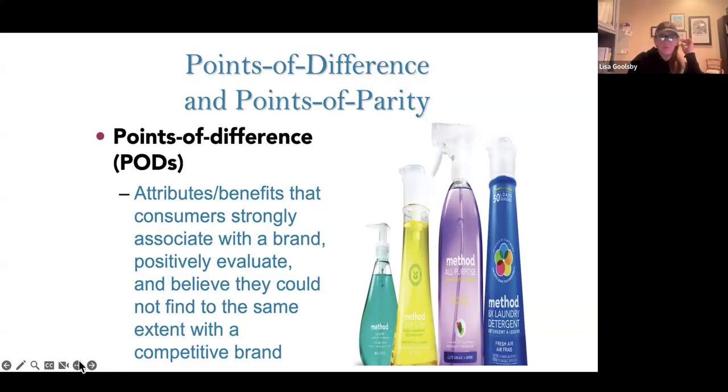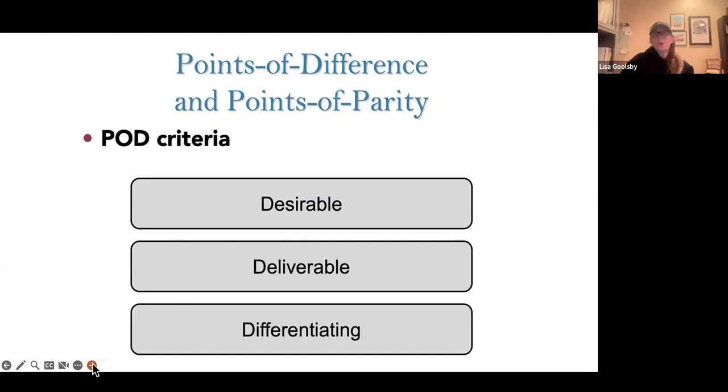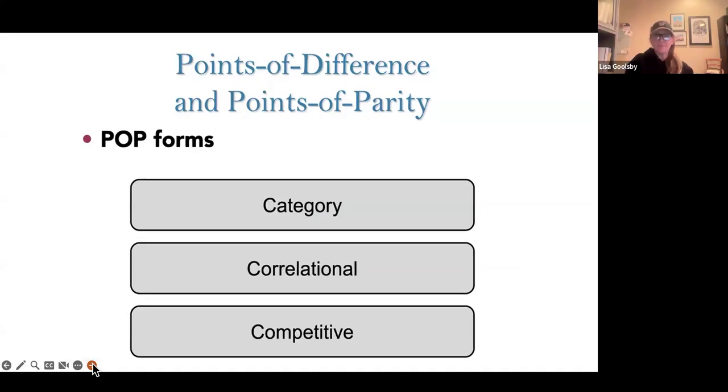What makes a consumer want to buy it? So, some typical points of differentiation: the criteria for it is that it has to be desirable to your customer, has to be something you can deliver on, and it has to be very different from all the other products that are out on the market.